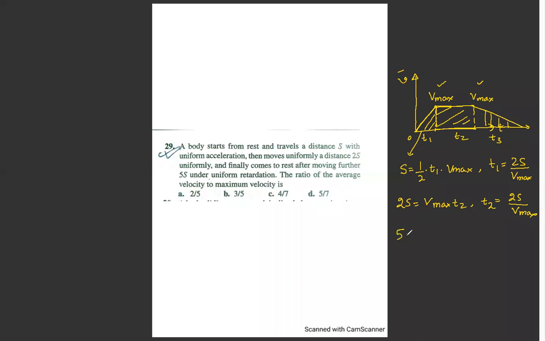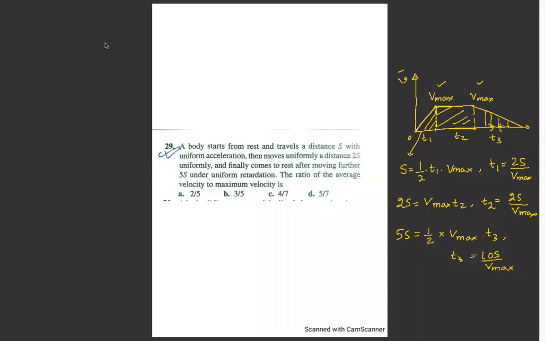Coming to the third part, the distance covered is 5s. So 5s is equal to half base into height. Height is Vmax, and the base is t3. So here we got the value of t3 as 10s by Vmax. Okay. Let me write down the calculation to the other side. Now we got the total time.